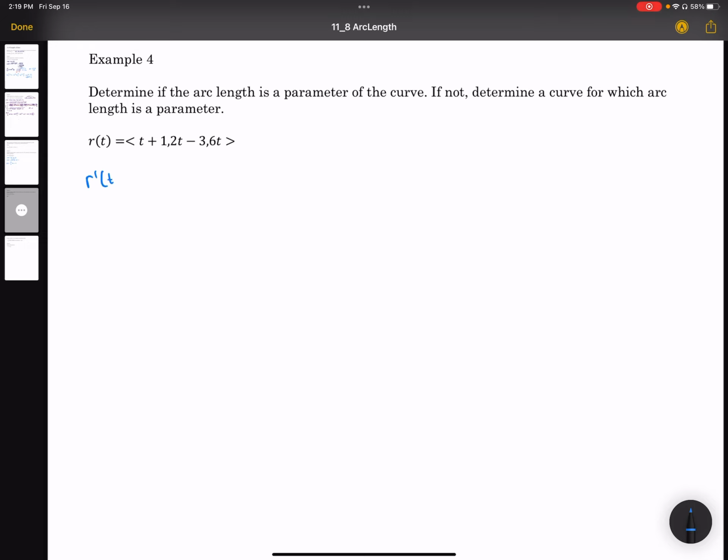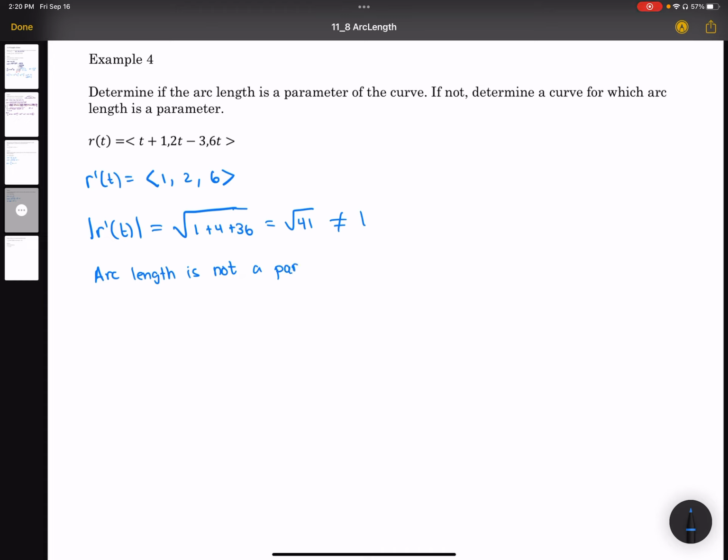So our derivative is going to be 1, 2, and 6. And the magnitude of the speed then is going to be the square root of 1 plus 4 plus 36, which is the square root of 41. Cool. So 41 is clearly not equal to 1. So what we can say is the arc length at any point is not a parameter of the curve. Now, again, all it means is that when you substitute in t, you're not going to get the arc length at that point. You're going to get some multiple of the arc length.